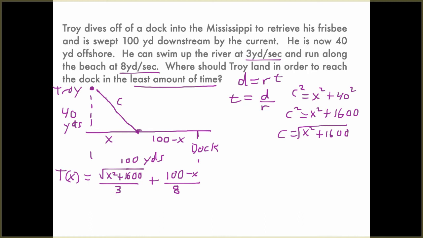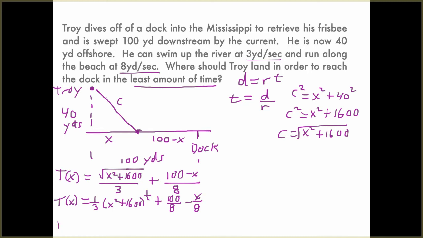This is my setup. We can make this a little easier to look at, or at least a little easier to do our derivative from. We say this is 1/3 times (x squared plus 1600) to the 1/2, plus 100 over 8 minus x over 8. Makes it a little easier to do the derivative sometimes when you do this.